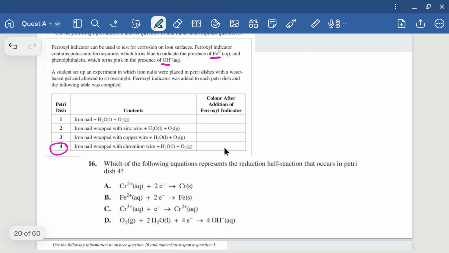So if we look at number 4 here, your reduction half reaction, iron is wrapped. If it's reduction, you are going to gain electrons. So reduction is going to gain here. Looking at here, we will have iron wrapped in chromium wire plus water and that. Not that.